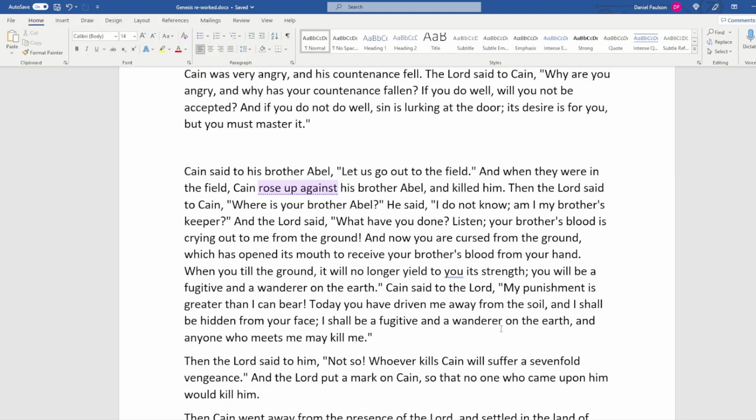When you till the ground, it will no longer yield to you its strength. You will be a fugitive and a wanderer on the earth. Cain said to the Lord, my punishment is greater than I can bear. Now let's take a break and get back to that.